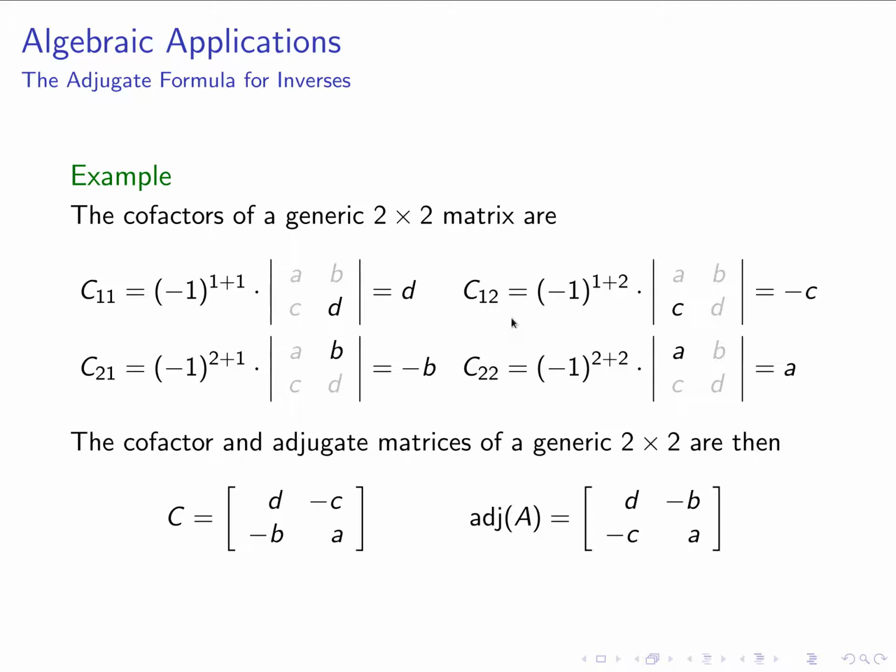If we put all this information together in the order we calculated it, we get the cofactor matrix. The cofactor matrix of a general 2x2 matrix should have rows d, -c and -b, a, where the original rows of the matrix were a, b and c, d. The adjugate of the original matrix is the transpose of the cofactor matrix, so the adjugate should be the matrix whose rows are d, -b and -c, a.